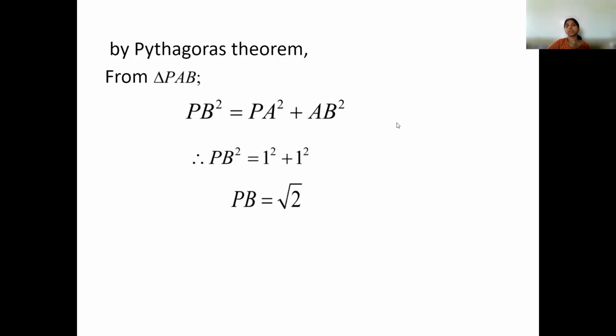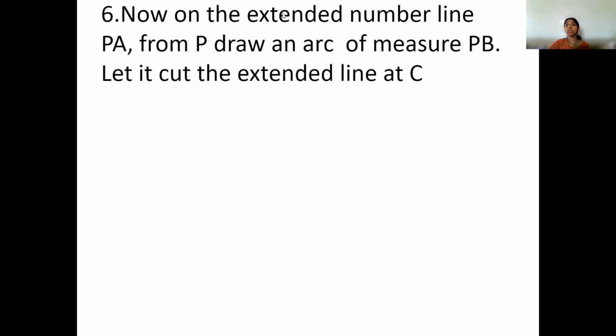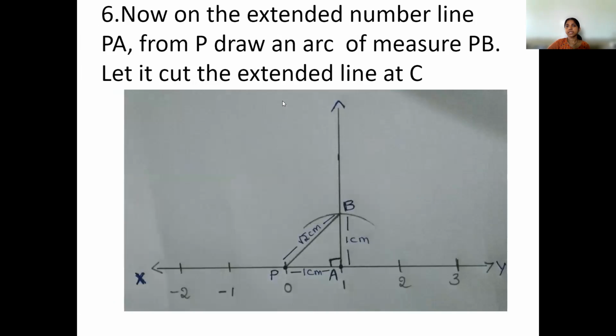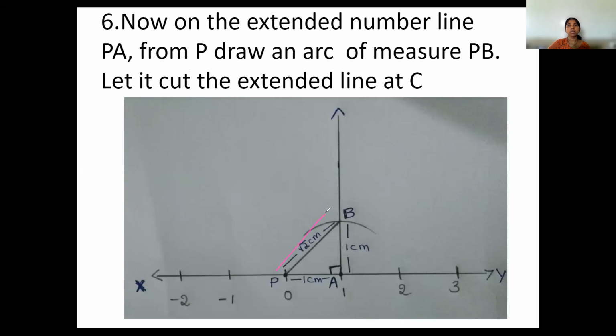Now what to do? After finding PB, on the extended number line PA, from P, draw an arc of measure PB. Let it cut the extended line at C. So you got PB as √2. Now on the extended number line, this is the number line PA, extended this side. Draw an arc of measure PB.